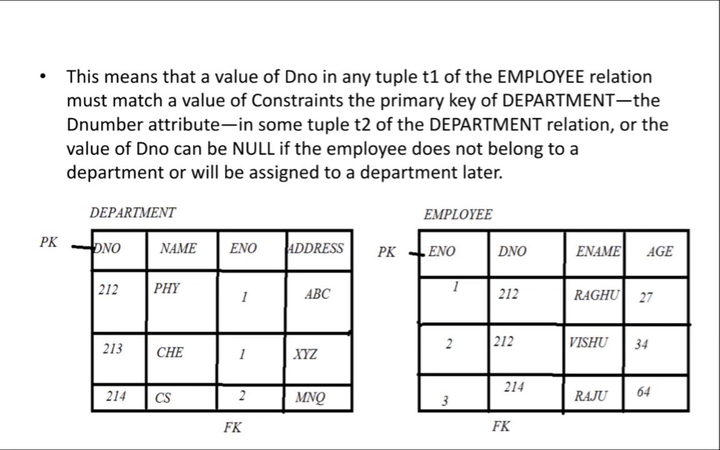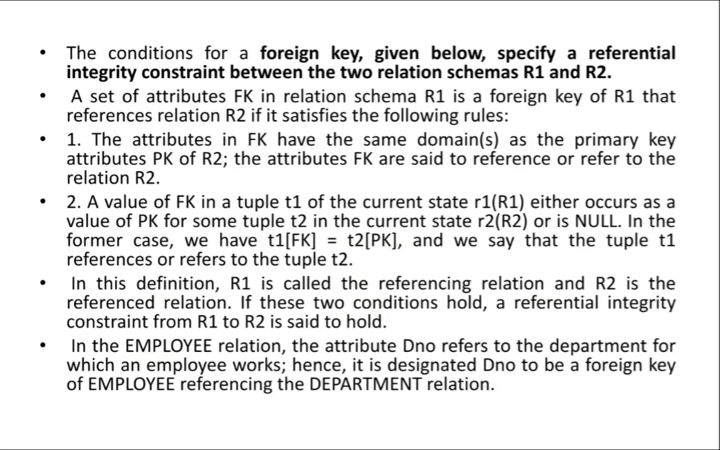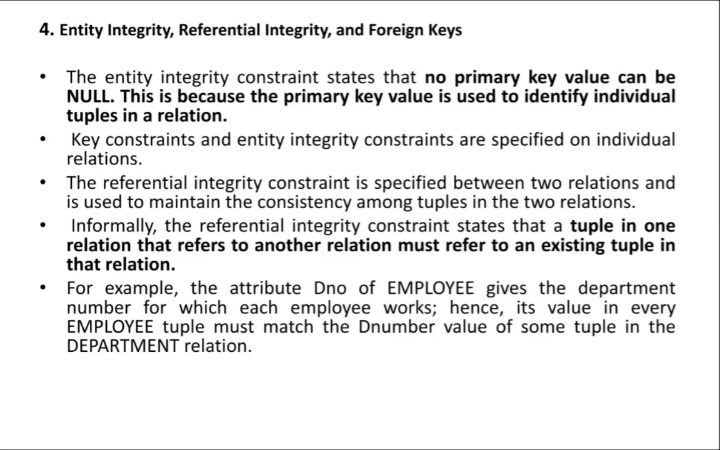Here I am relating the department table and the employee table using the attribute department number. Department number is a primary key in the department, but it is the foreign key in the employee. I am relating these two tables by using the same attribute, department number, in both tables.